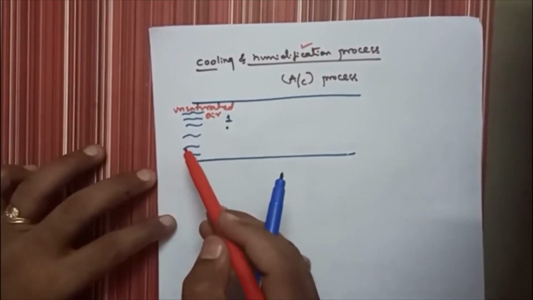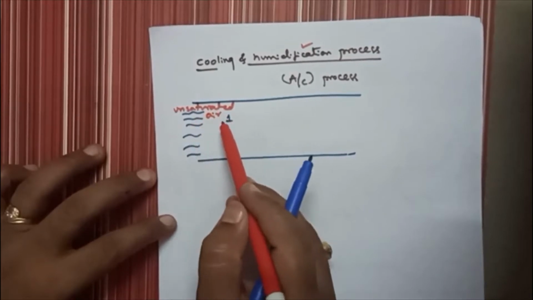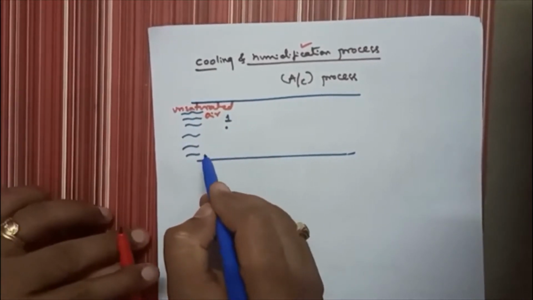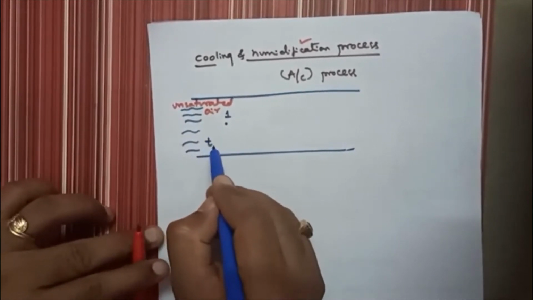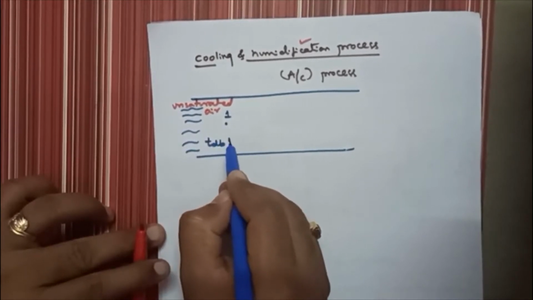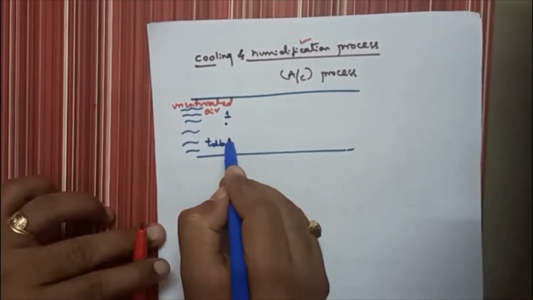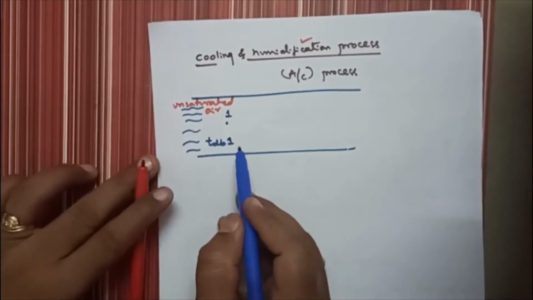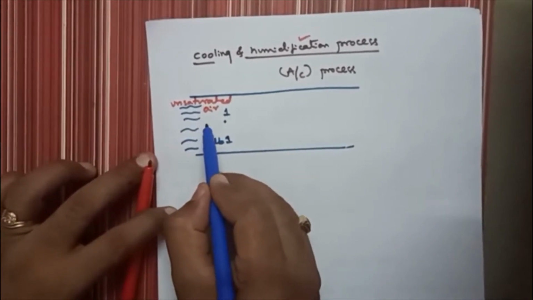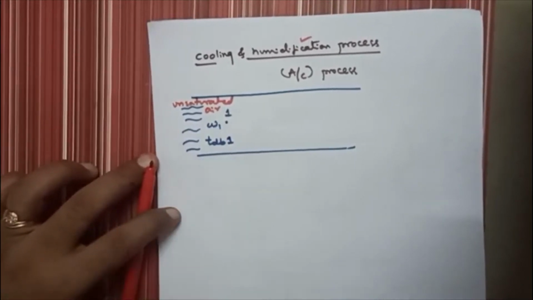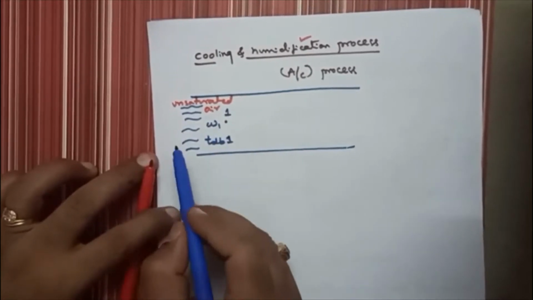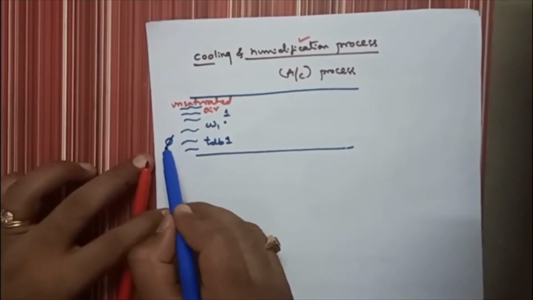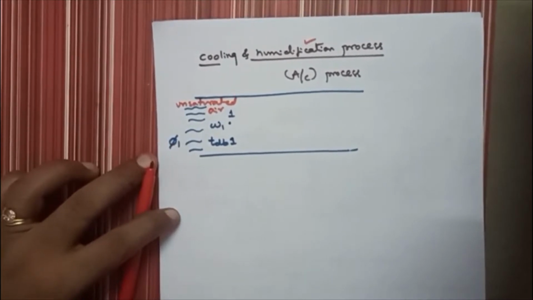And at the same time, the temperature of the air is high. What is the temperature now? The dry bulb temperature at point number 1 is TDB1, and the moisture content at point number 1 is omega 1. And similarly, the relative humidity at point number 1 is phi 1.